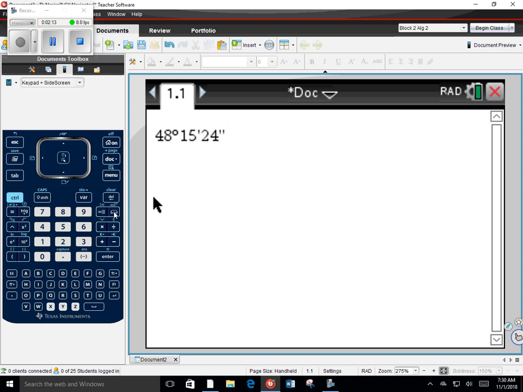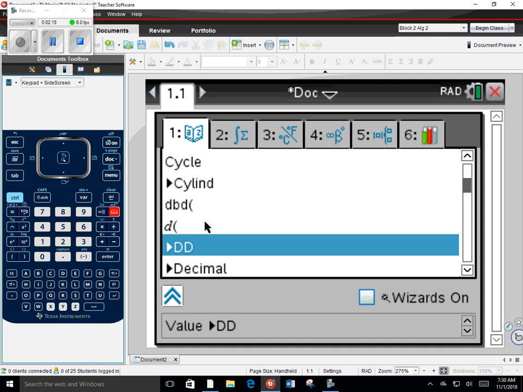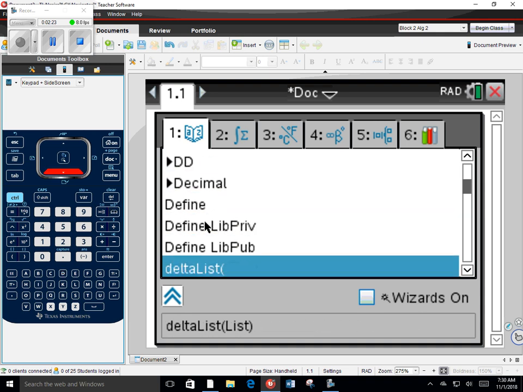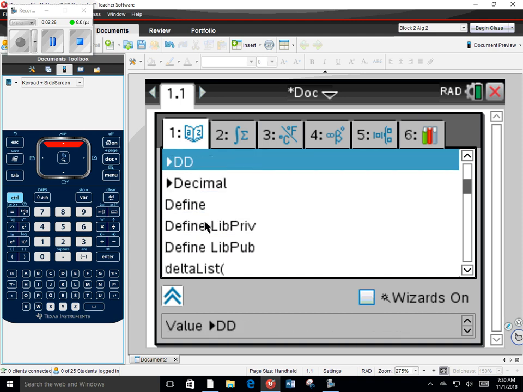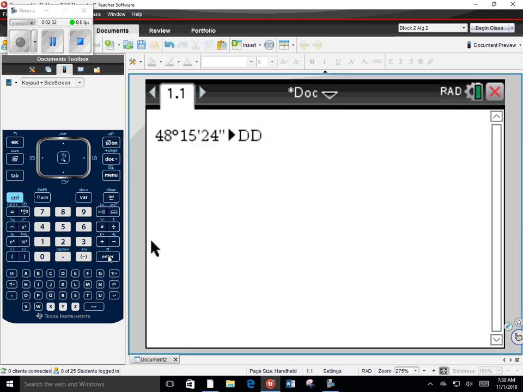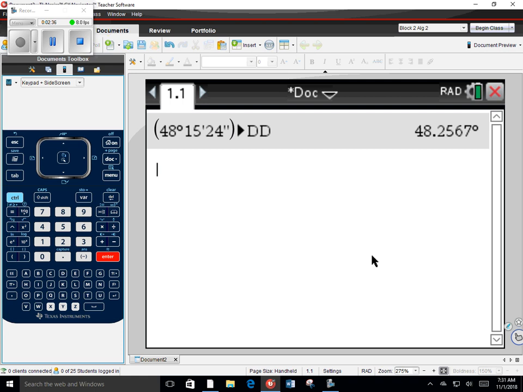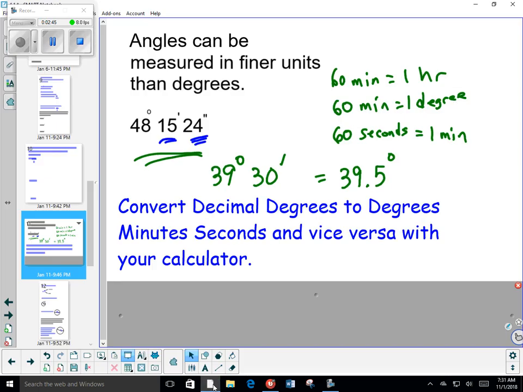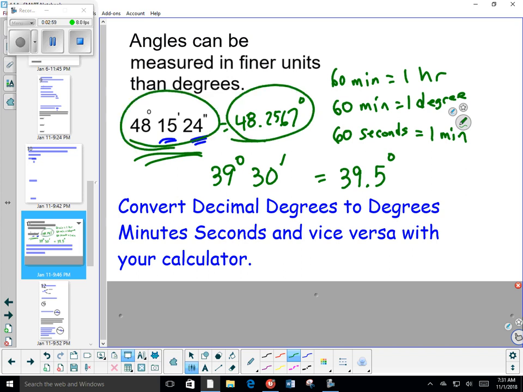So in order to do that, I'm going to push this book button, which is 2 spots next to the 9. And I see that I can just type in D, and it will get me to the start of all my D options in our catalog. I want to convert this to decimal degrees, so I'm looking for the DD. And so I push enter, and I want to do control enter for this, and I'm going to get 48.2567 degrees. All right, let's try going the other direction. So this would be the decimal degrees, 48.2567 degrees, and this is it written in degrees, minutes, seconds.